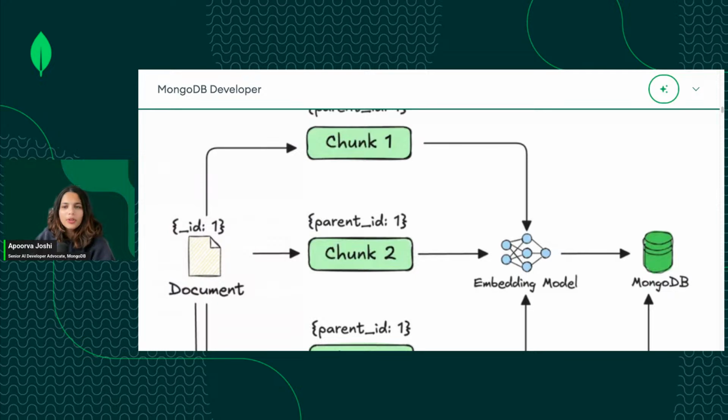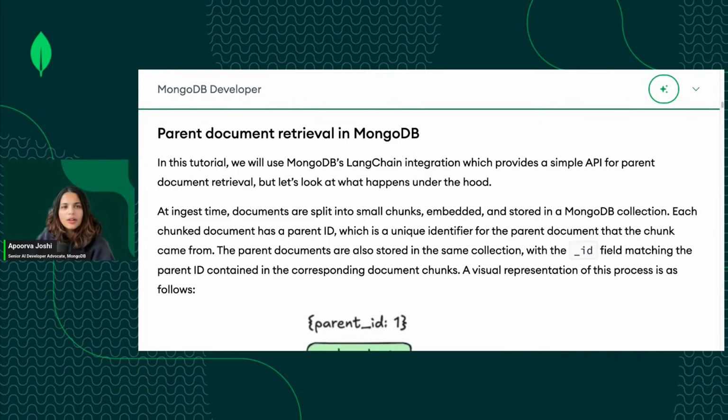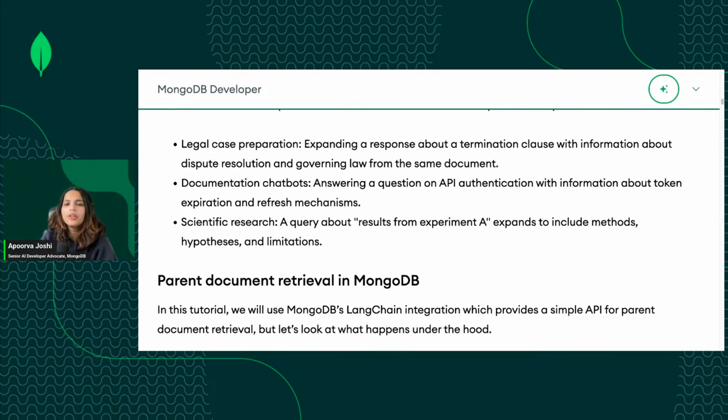Some use cases for this technique include documentation chatbots, where a user might ask a question about authenticating to, say, a particular API. And if you want your chatbot to not only specifically answer this question, but provide a more holistic answer and also some peripheral context about, say, token expiration and refresh mechanisms from the same document, then you might consider this technique.